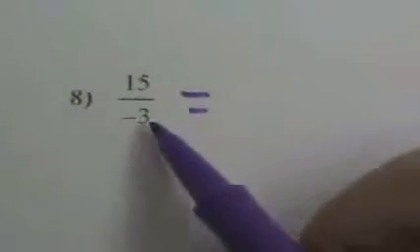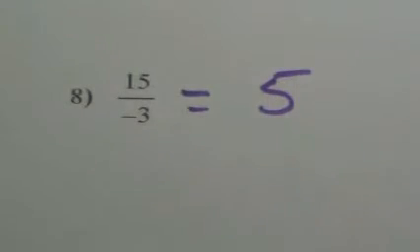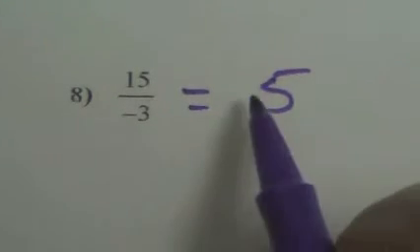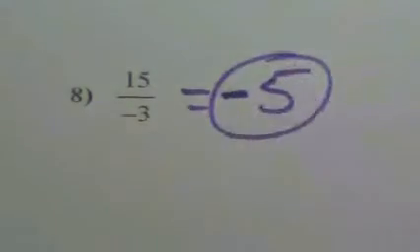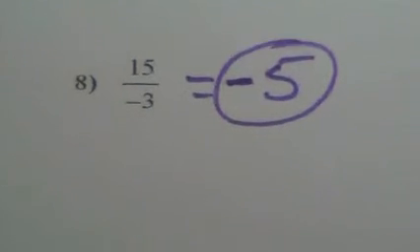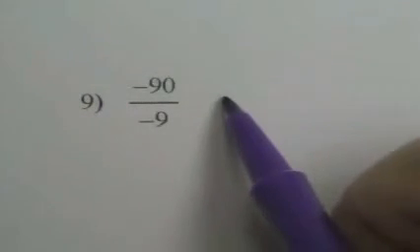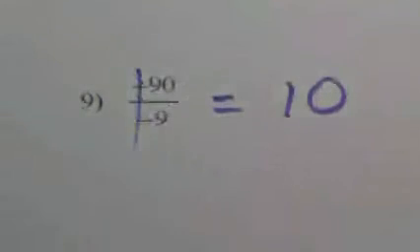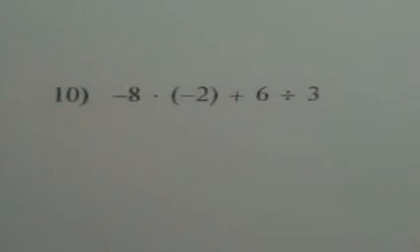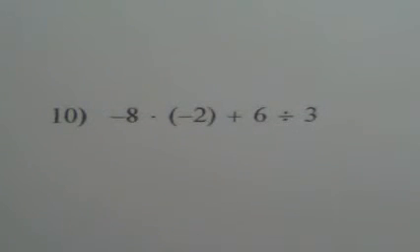Same rules when dividing. 3 goes into 15 5 times. There's one negative. Nine goes into 90. And 2 negatives cancel. Again, pause if you're writing this down.